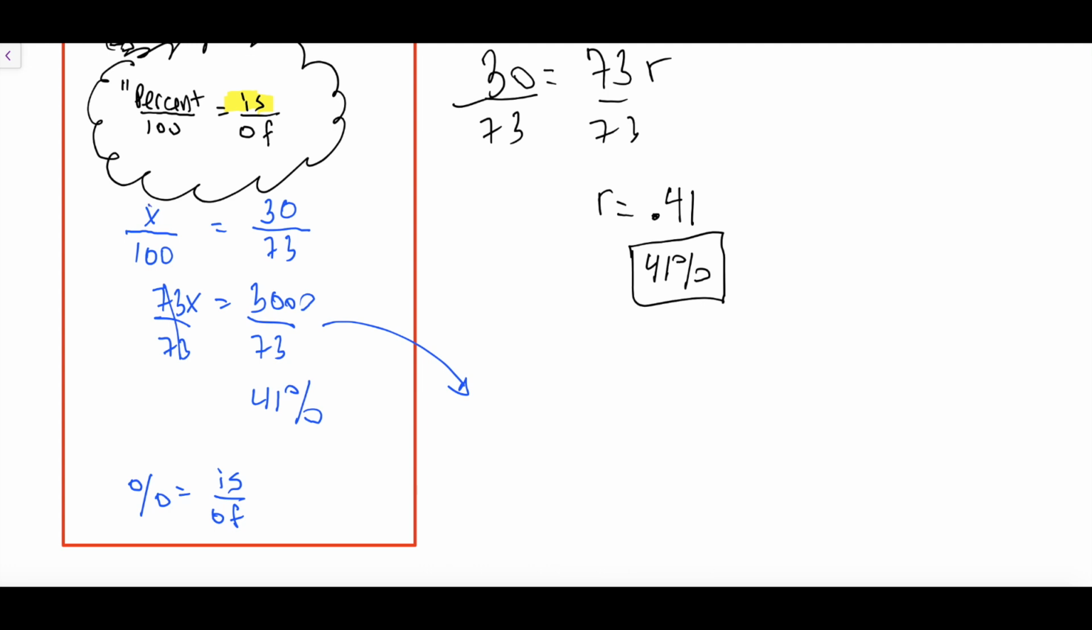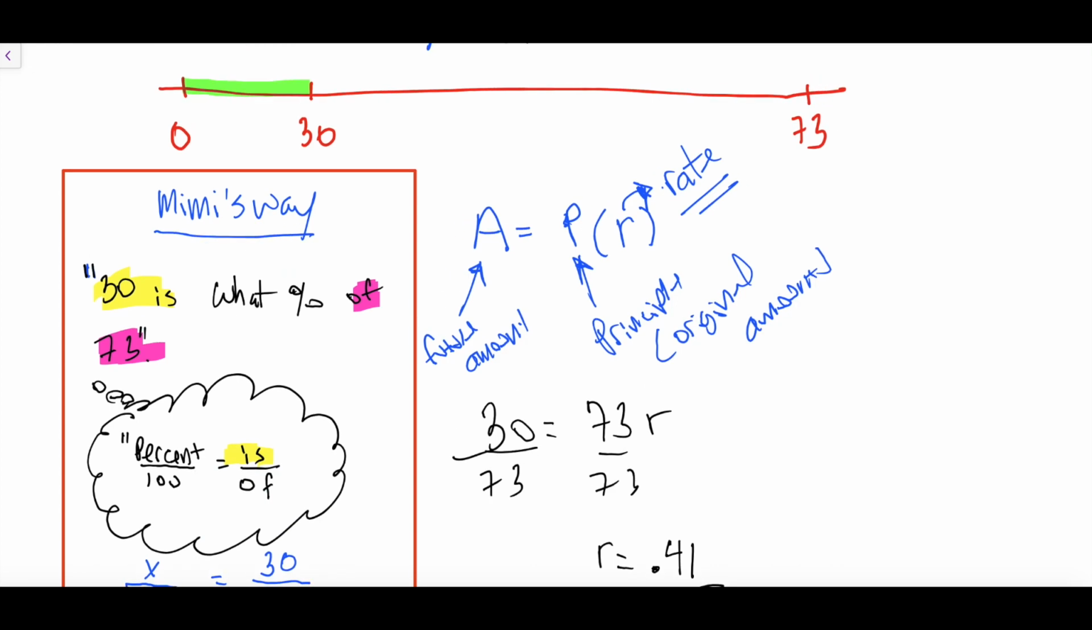So x over 100, I'm just going to leave that out. I'm just going to do x instead. X is equal to 30 over 73. All right, so that's my revised Mimi's formula. Percent equals is over of, and you get 30 over 73, 0.41. And then you say, what's that percent? That puts you in decimal form. So what's 0.41? It's 41%. I thought that was so cool when she showed me that. She's an intellectual. But you don't have to know that.